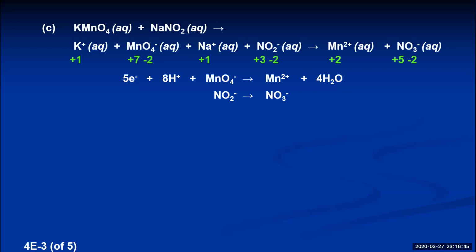Second half reaction. Balance the non-oxygens and hydrogens first. 1N, 1N, that's balanced. Next, balance the O's with waters. We need 1 more O on the left side, which means you add 1 water. Next, balance the hydrogens with hydrogen ions. We have 2 hydrogens on the left, so we need to put 2 hydrogen ions on the right. Now balance the charge with electrons.